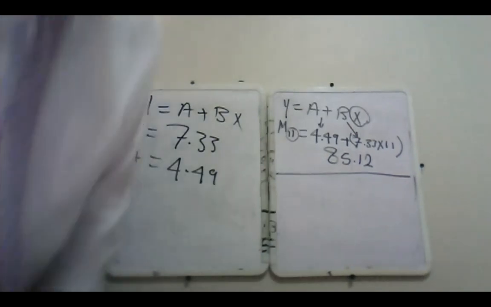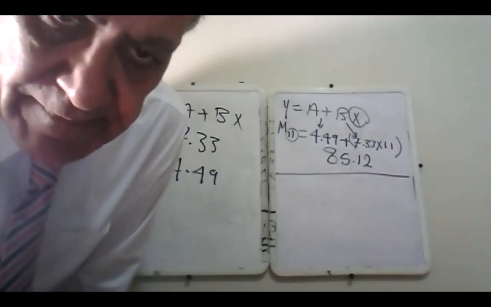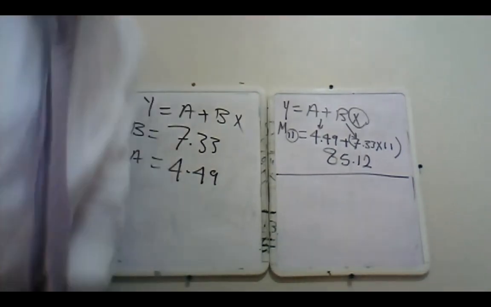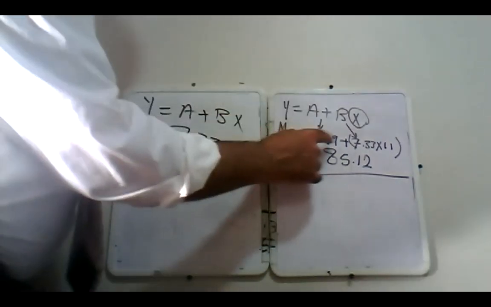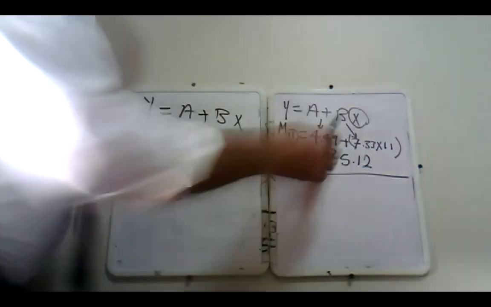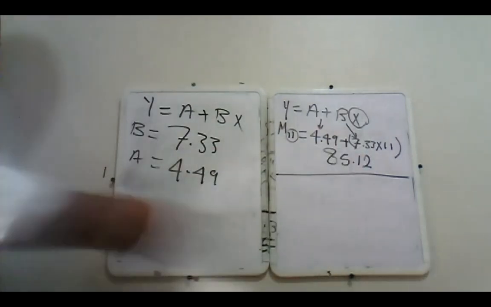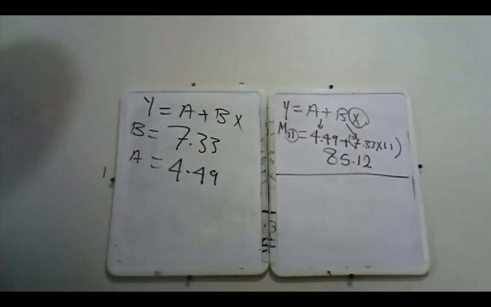But what is changing? It is the number which he wants. So now he wants month 11. That's fine. So 4.49 plus the B, 7.33. We got them already before. We got them from the table and from the equations which we did in the previous step.